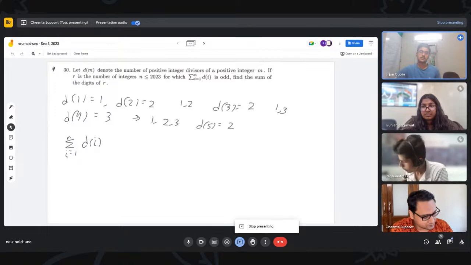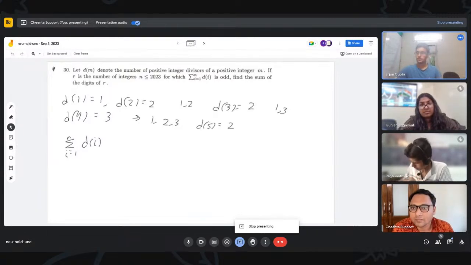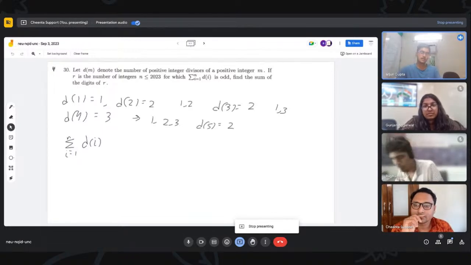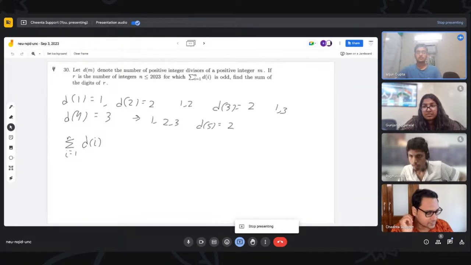Once we are able to find such a good enough characterization, then the rest of the question would just be counting the number of such n for which it is odd. So the hard part of the question is to determine for which n it is odd and for which n it is even. Right. So let's start with the question.